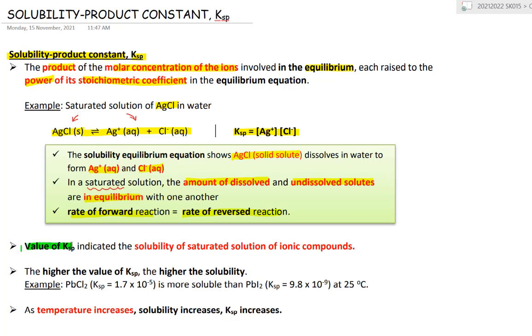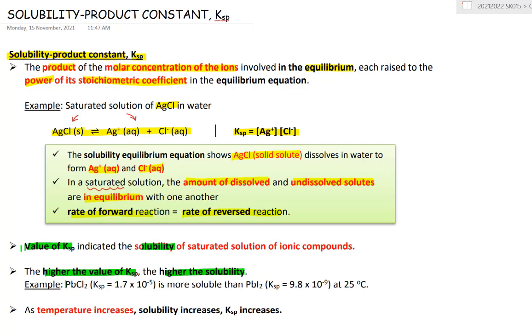So the value of Ksp indicates the solubility of a saturated solution of an ionic compound. In other simple words, we want to see how far a solid salt can dissolve. Does it have a higher solubility or lower solubility? It all depends on the value of Ksp. So if we have a higher value of Ksp, it indicates that the solubility is higher. At the same time, if you have a lower value of Ksp, that means this ionic salt has a lower solubility, or it is less soluble.